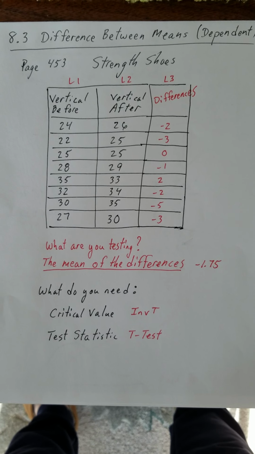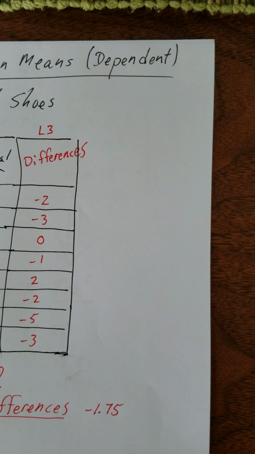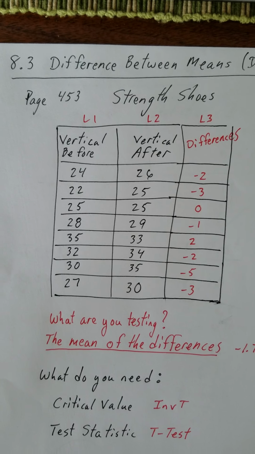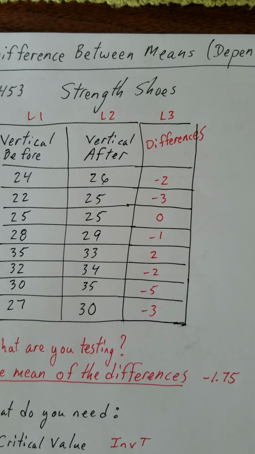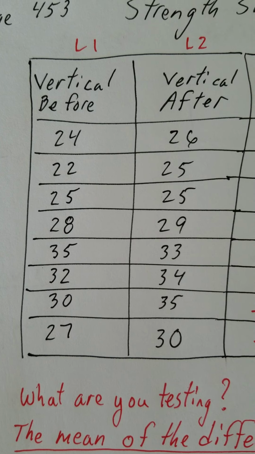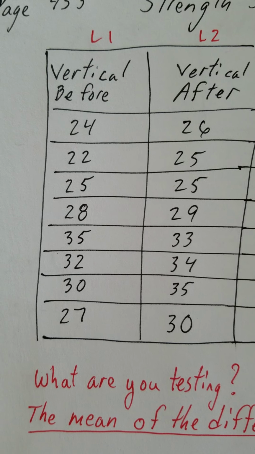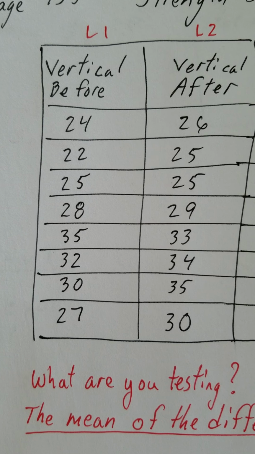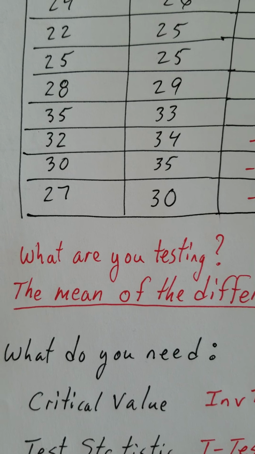Okay, 8.3, you're still doing the difference between means, but now they're dependent samples. The example I'm going to use is on page 453, and it's to do with strength shoes. So here's the information they give you. They tested this group of people, their vertical jumps before working out with strength shoes and then after. But what are you testing here?